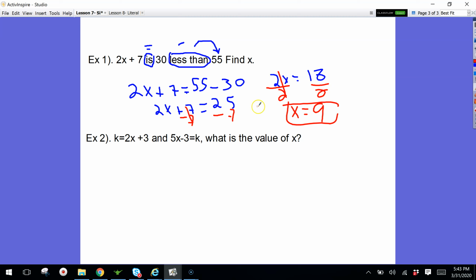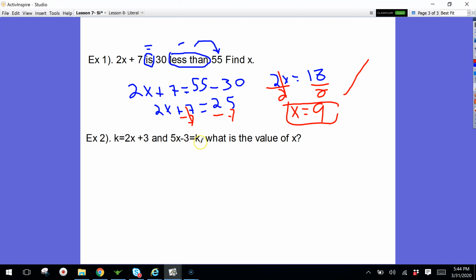Again, we can plug this back in and check. 9 times 2 is 18, plus 7, that's going to give us 25. And 25 is 30 less than 55. So it works. Okay, now here we have that k is equal to 2x plus 3.